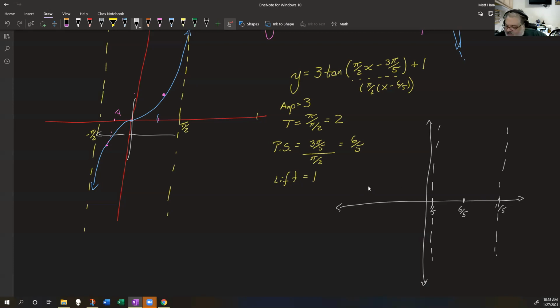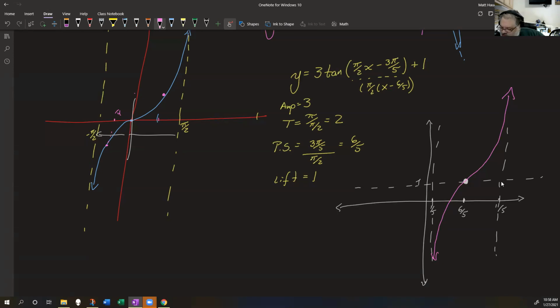We got a lift of 1. So that means our center is going to be there. Our amplitude of 3 means we're going to stretch it out a bit, but it's a positive 3, so it's going to go upward like it's supposed to. If it was -3, we would have to go downward, so that would matter. But it's just going to fit in there nicely.